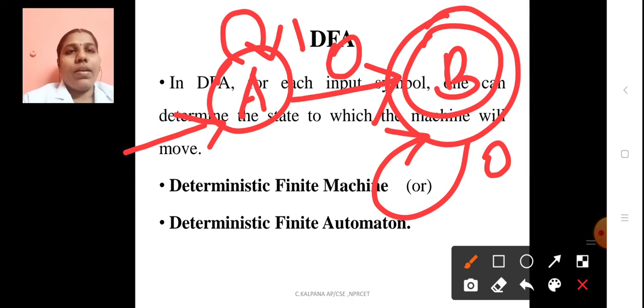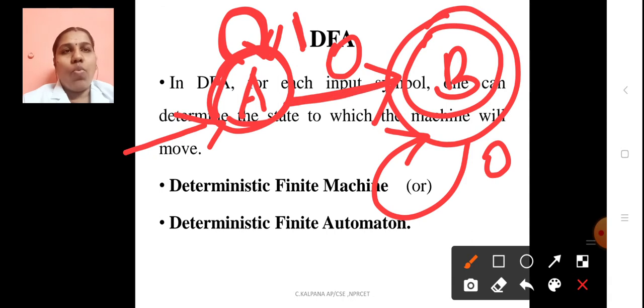Here I am again telling the same definition. In DFA, there is a single transition for the same input symbol. For example, from A to A, we have a single transition, and the input symbol is 1. And from A to B, we have only one transition for the input 0. And from B to B, there is only one transition for the input 0.